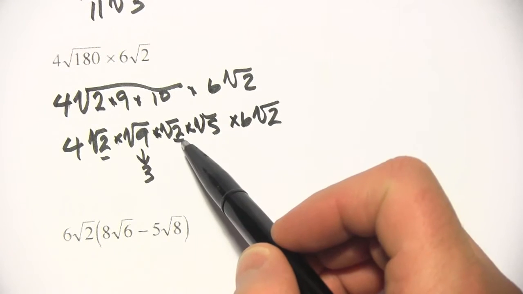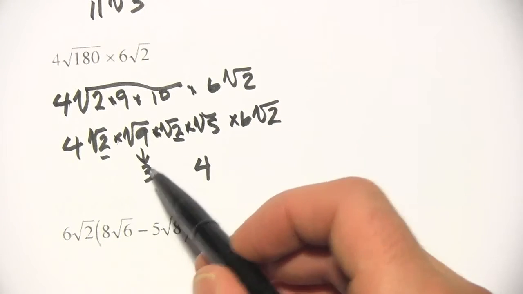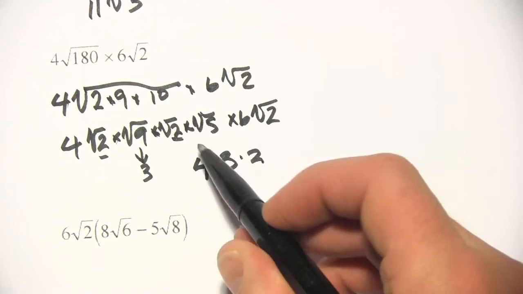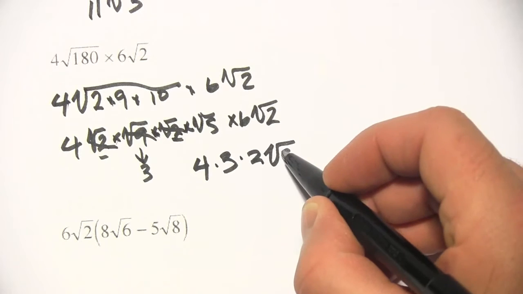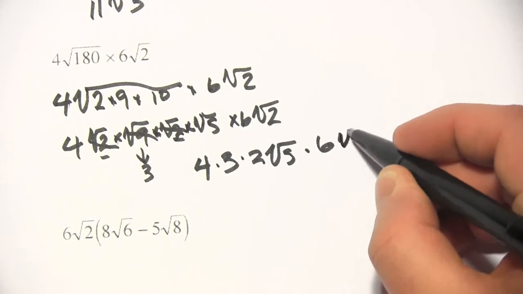So that becomes a 2. So starting out front, I've got 4. Now I've got this 3. Then I've got this 2. That leaves the square root of 5. And then I've got times 6 and times the square root of 2.